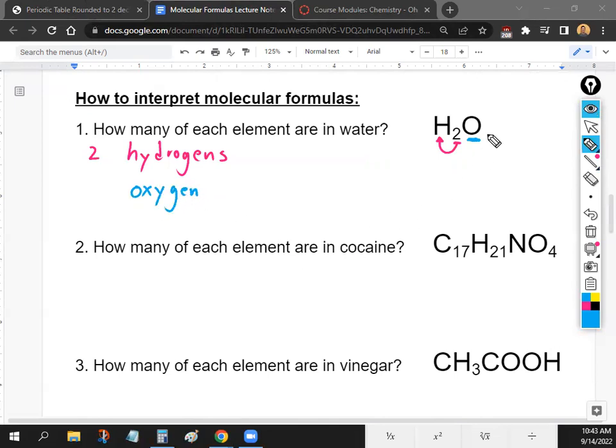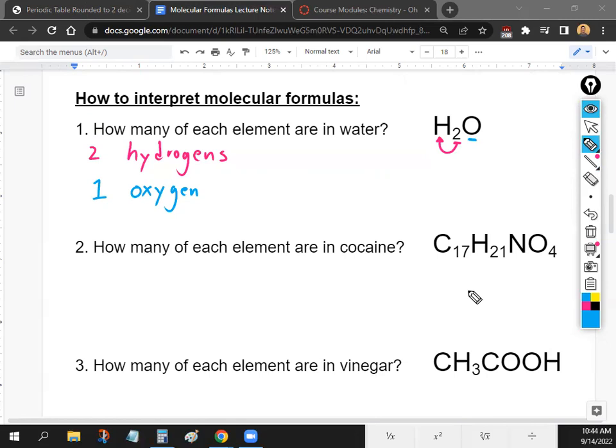Okay, now if you guys notice, is there a number behind oxygen? No, there's no number. If there's no number behind an element, it means there's just one of that element. So we only have one oxygen. Just keep that in mind. If there's no number behind the element, you just have one of that. And that's pretty much it. That's how you interpret these formulas.